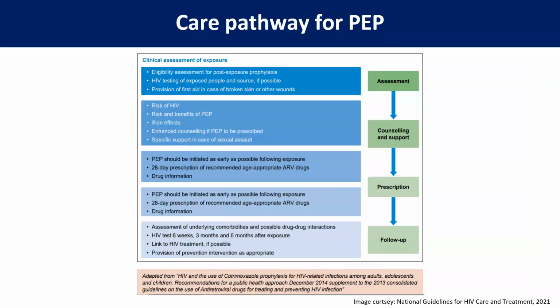So here, when an exposed person comes to you, first you assess and establish his eligibility criteria. You will do the HIV testing and provide first aid. Then you will counsel regarding the risk of HIV, the risks and benefits of PEP, and side effects. After that, you will prescribe a PEP. Better to prescribe as soon as possible, and it should be prescribed for 28 days.